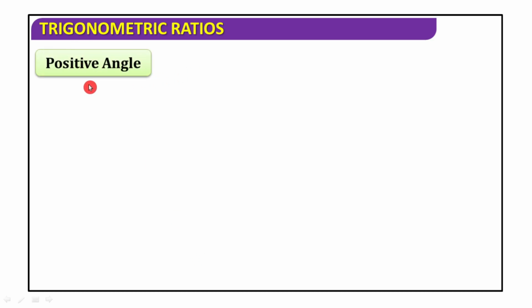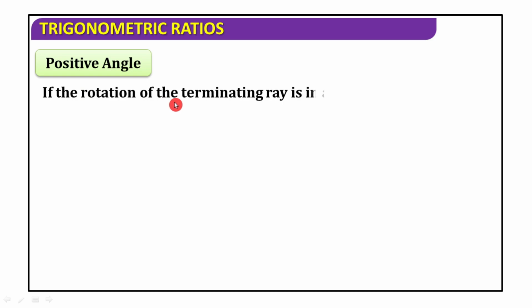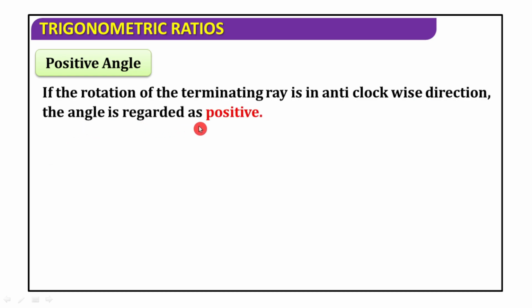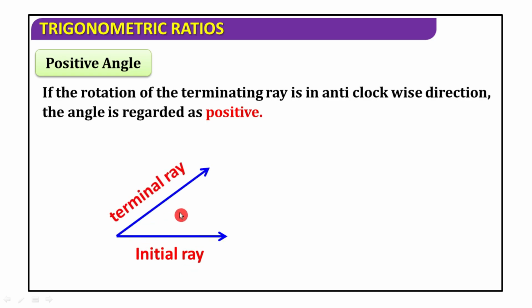Positive angle. What is positive angle? If the rotation of the terminating ray is in anti-clockwise direction, the angle is regarded as positive. For example, this is our initial ray and this is terminal ray. If the rotation of the terminating ray is in anti-clockwise direction, then the angle is called positive angle.